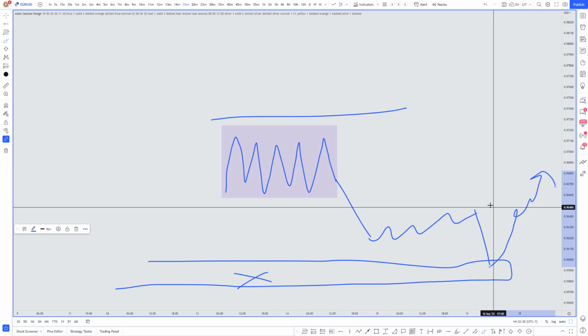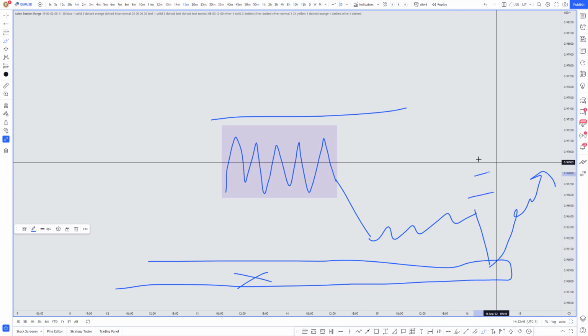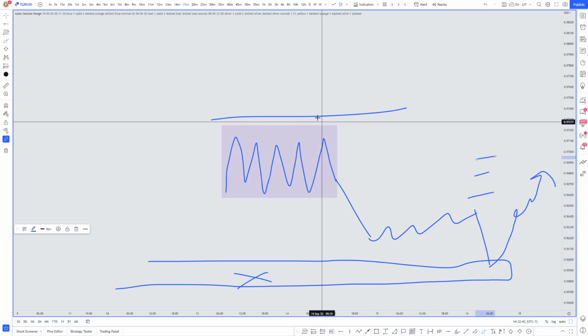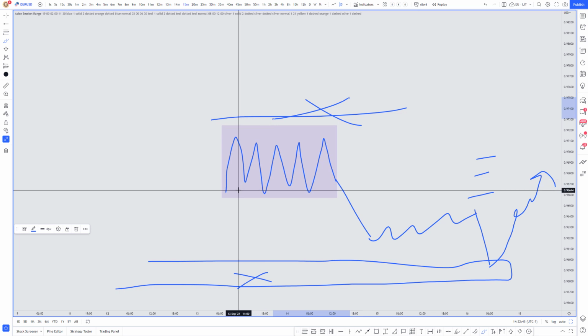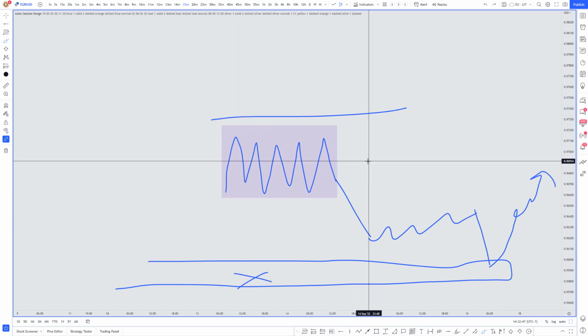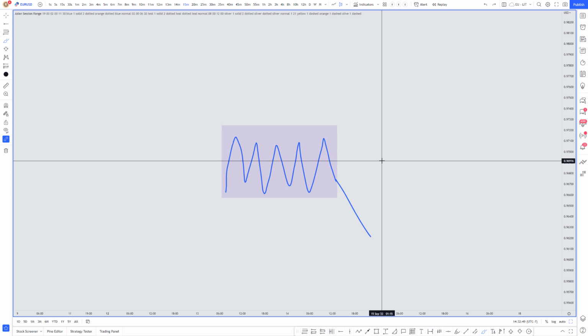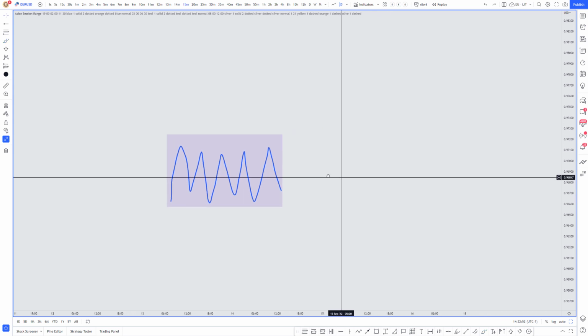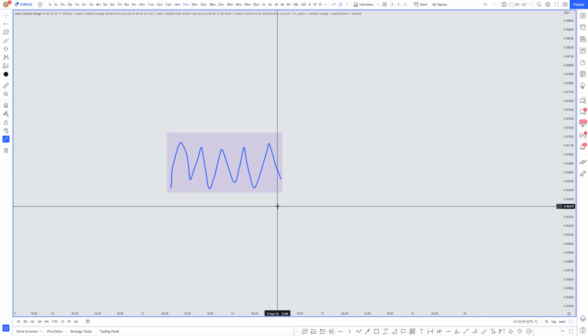And pretty much you're going to pay yourself at every session high along the way. And the big target would obviously be the Asia highs, and then your bigger target would obviously be your 4-hour and daily liquidity, which we're not going to get into here. That's a whole other topic.